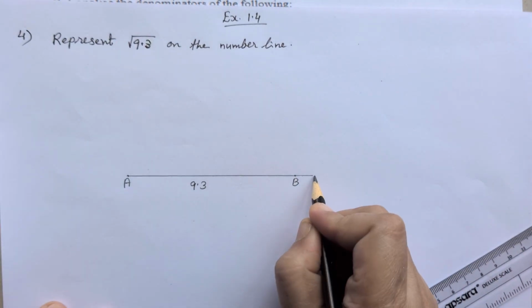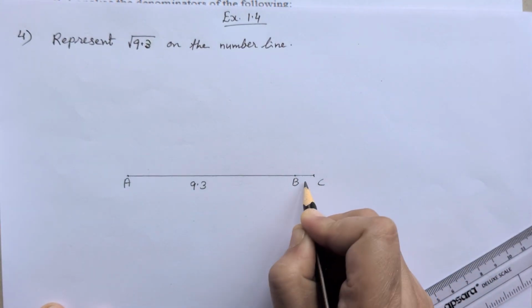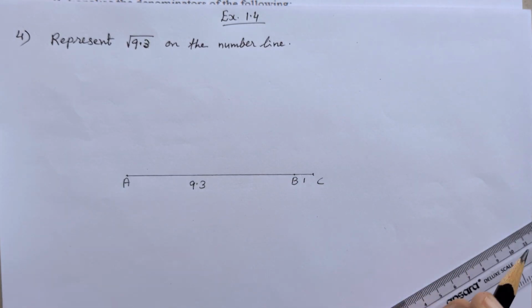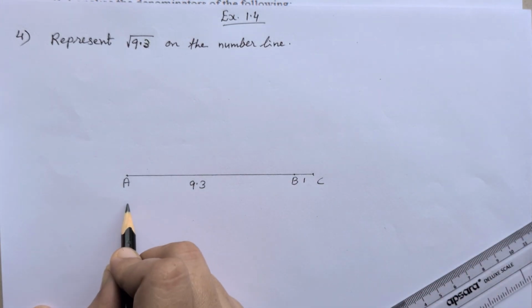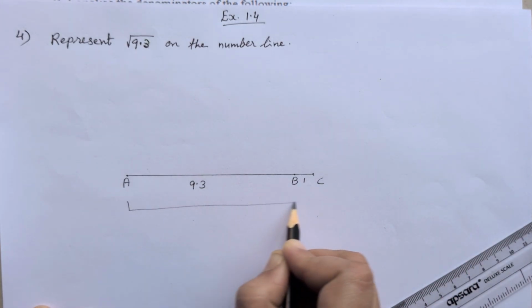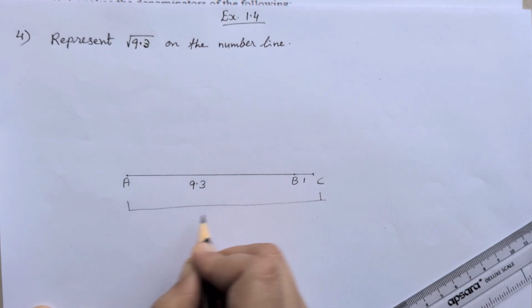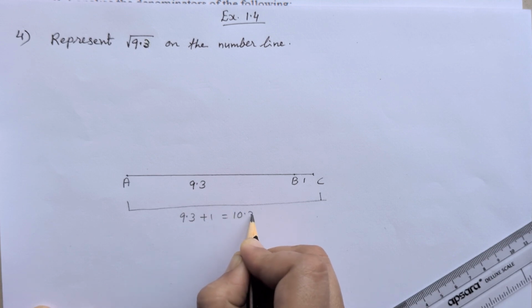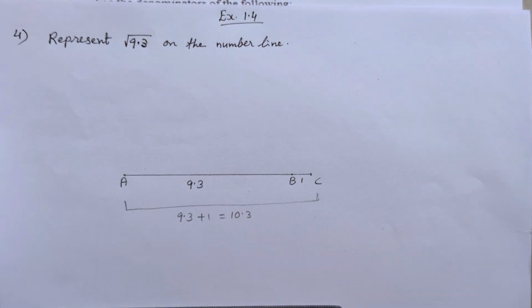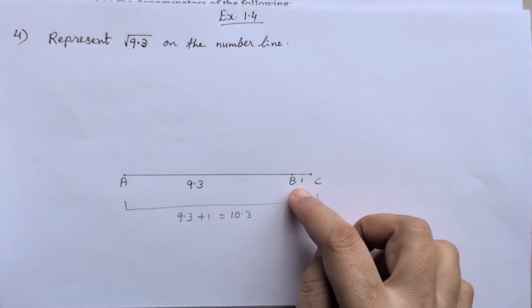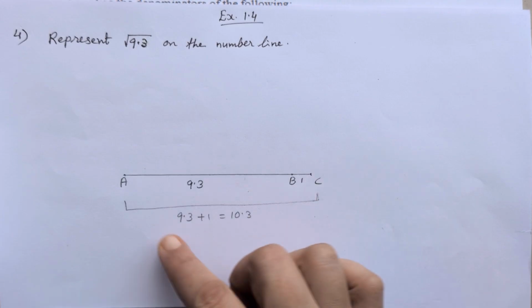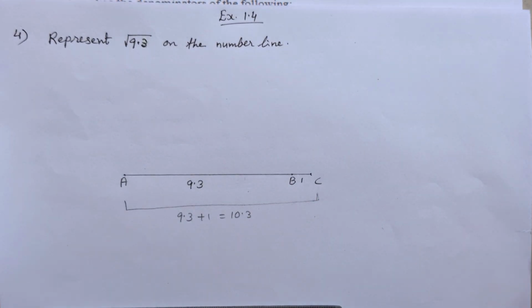Now you have to extend this line 1 centimeter to the right side and mark another point, just 1 more centimeter or 1 unit. We can mark that as C. Now from A to C, that is 9.3 unit plus 1 is equal to 10.3 centimeter. So what we did, first we took AB as 9.3 centimeter and then extended B to C by 1 centimeter. From A to C it will become 10.3 centimeter.